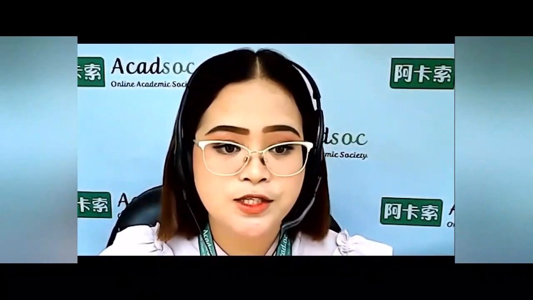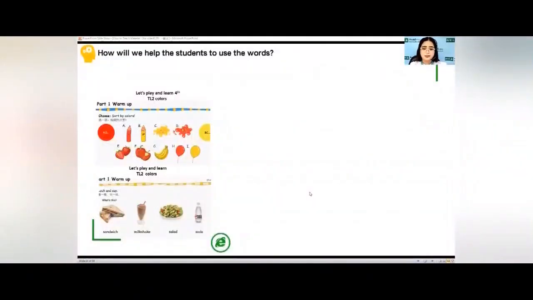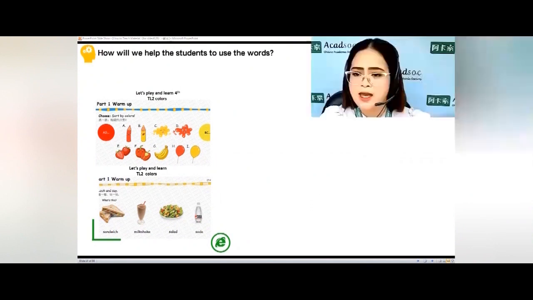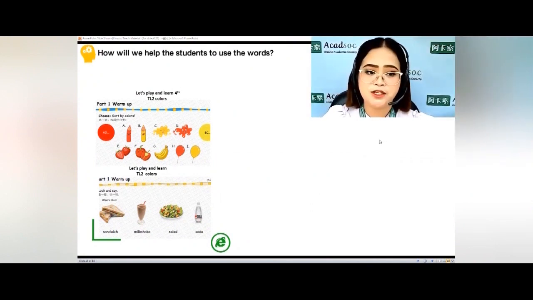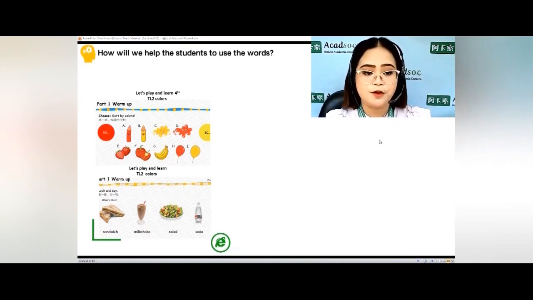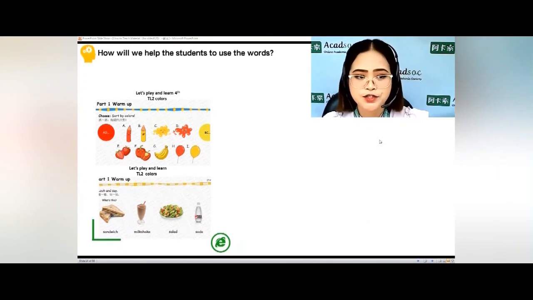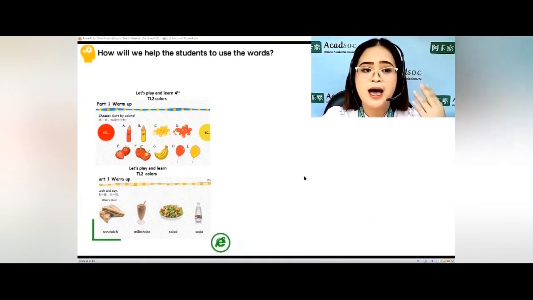Now, we do have here the next question. How will we help the students to use the words? Guys, we not only teach for retention, but for application as well, okay? Now, we have here sample pages from Let's Play and Learn. Both of them talk about colors. So we answer the question, how will we help the students to use the words?